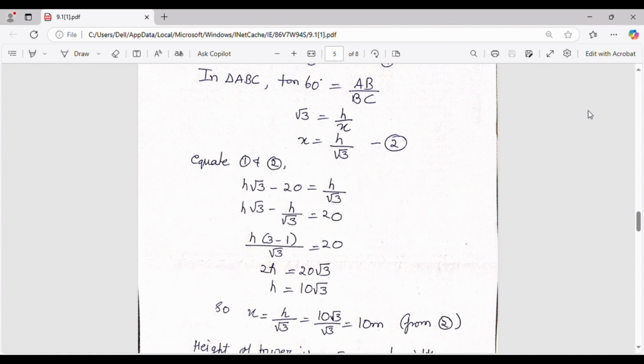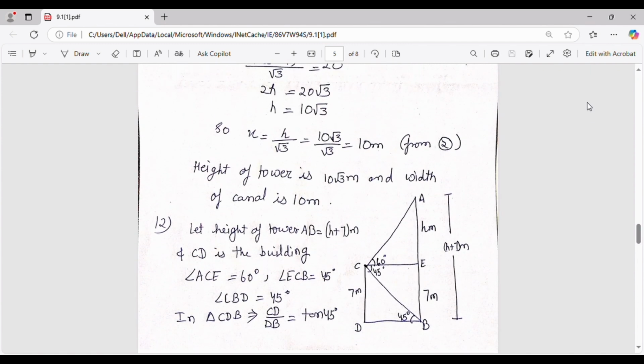We will equate equation 1 and 2. And after solving it as a linear equation, we will get h as 10 root 3. So x is h upon root 3, x is 10 meters. So height of tower is 10 root 3 meters and width of canal is 10 meters.